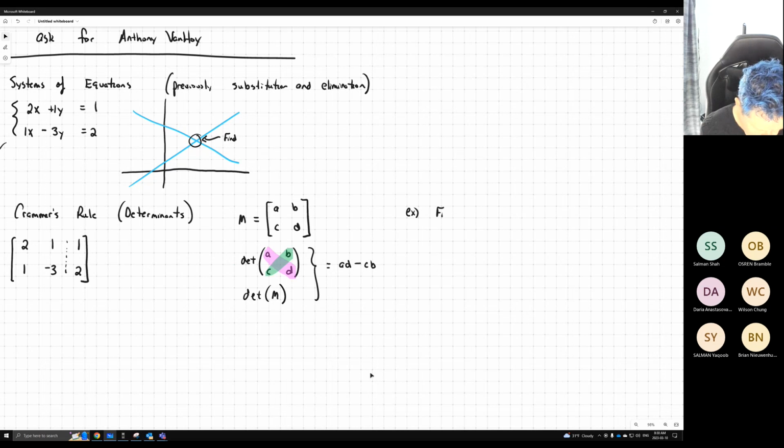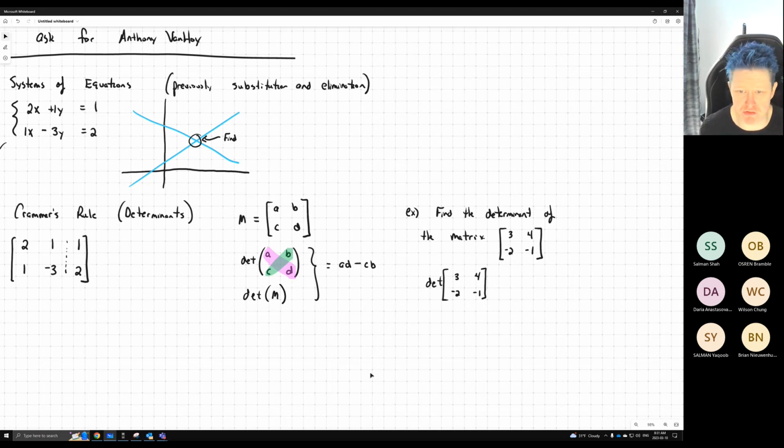Find the determinant of the matrix 3, -1, -2, 4. Okay, so to find the determinant, we usually write down the matrix. And by the way, some people use square brackets, some people use parentheses. It really doesn't matter. Whatever makes you more comfortable.